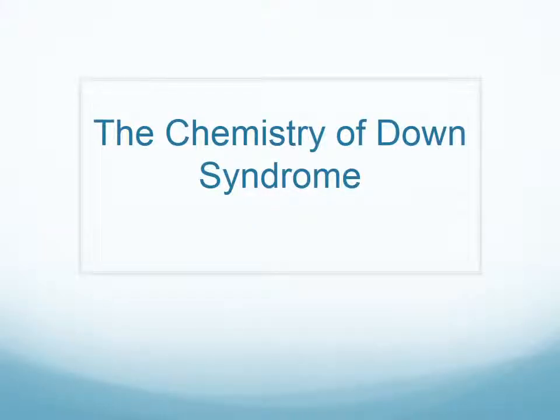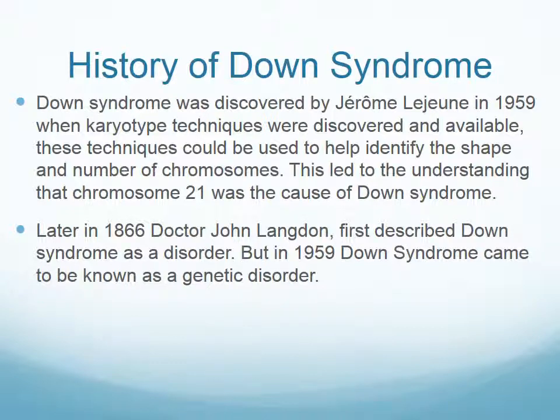For my topic, I chose the chemistry of Down syndrome. Just a little bit of history of Down syndrome. Down syndrome was discovered by Jerome Lejeune in 1959, when karyotype techniques were discovered and available. These techniques could be used to help identify the shape and number of chromosomes. This led to the understanding that chromosome 21 was the cause of Down syndrome.